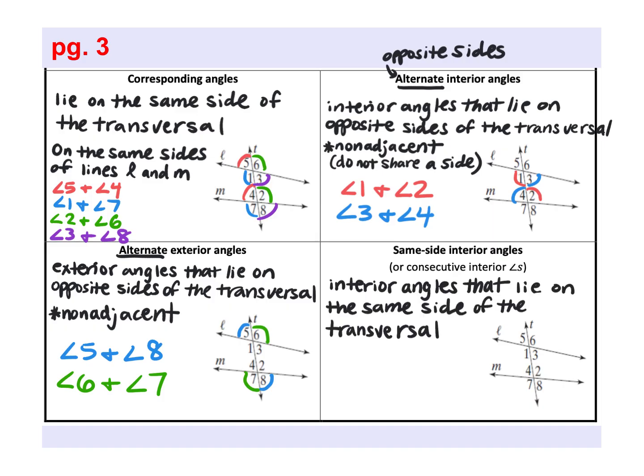Next, we have same side interior angles, and these are interior angles that lie on the same side of the transversal. In our picture, angle 1 and angle 4 are same side interior angles, and angle 2 and angle 3 are also same side interior angles.